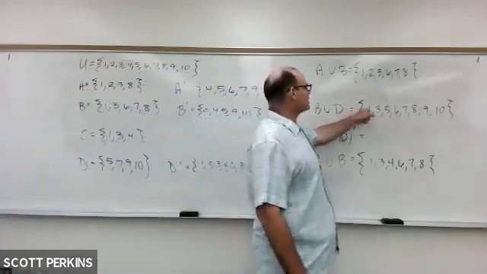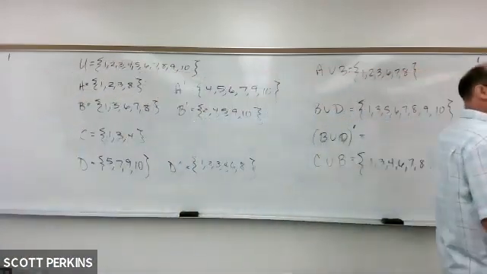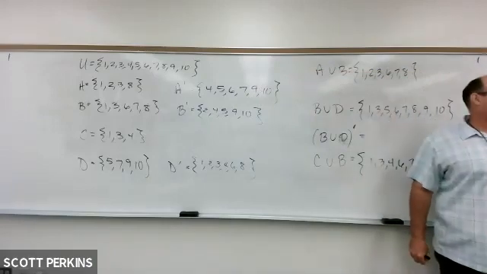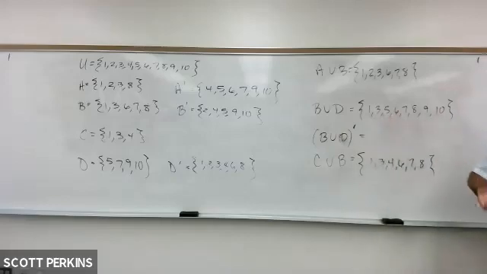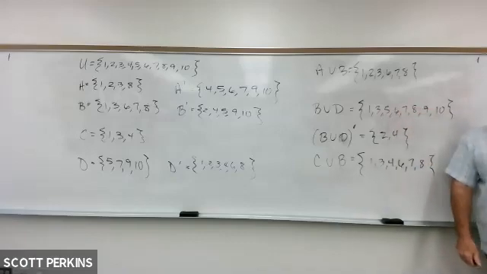So B union D is 1, 3, 5, 6, 7, 8, 9, 10. Remember, the complement is everything that's outside of that set, everything in the universe that's not in this set. So what elements are in the universe that are not in this set right here? 2, 4, that's it.